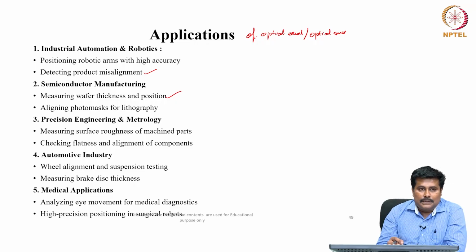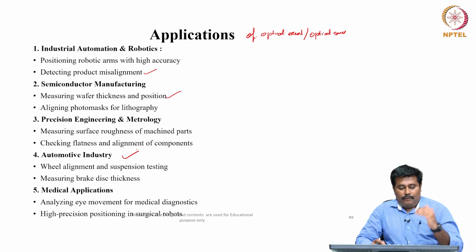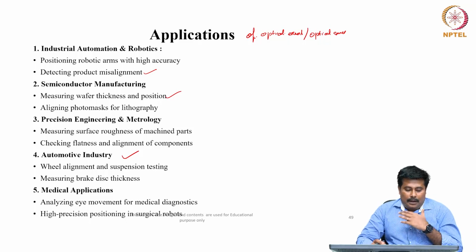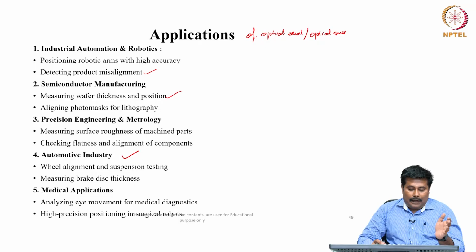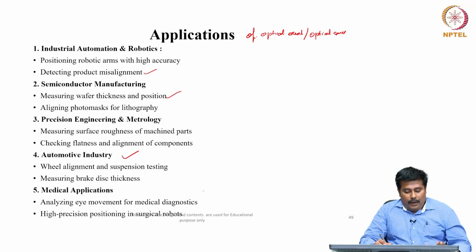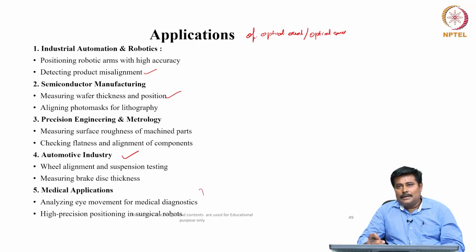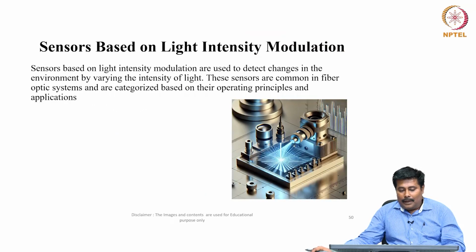Then, with reference to precision engineering and metrology, it is used for measuring surface roughness of a machine part, checking the flatness and alignment of the component. In the automotive industry, it is highly used for wheel alignment and suspension testing, measuring brake disc thickness, and from a medical application point of view, it is used for analyzing eye movement for medical diagnostics and high precision positioning in surgical robots. So, these are some of the key applications where such optical systems can be employed.